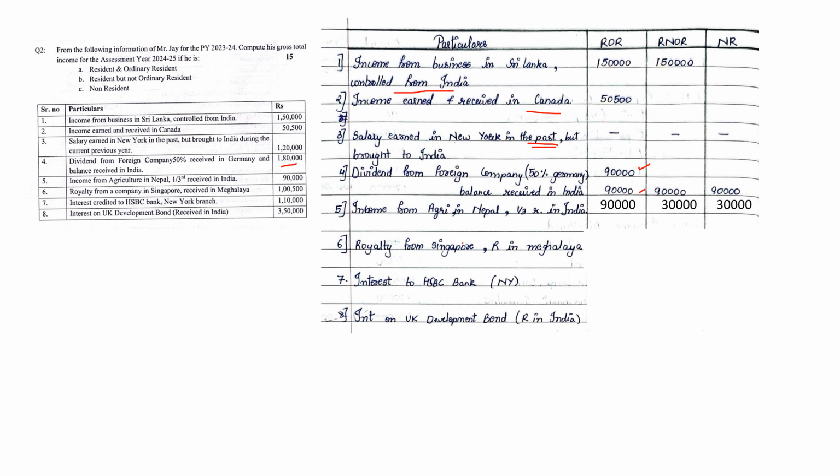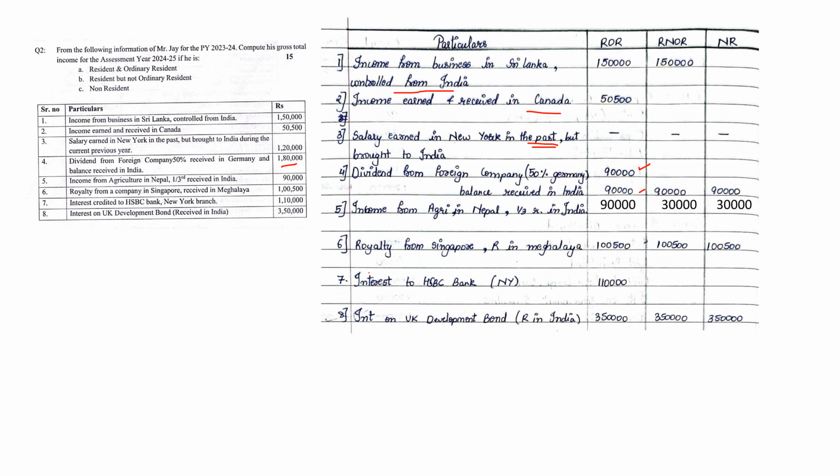Next, royalty from a company in Singapore received in Meghalaya. Okay, now Meghalaya being in India, everyone will pay for it. Interest credited to HSBC Bank New York branch, foreign, so only the first category. Interest on UK development bond received in India, everyone pays for it. Okay, so this is as simple as that. You just have to put it in the correct order, and now we just need to total it up.